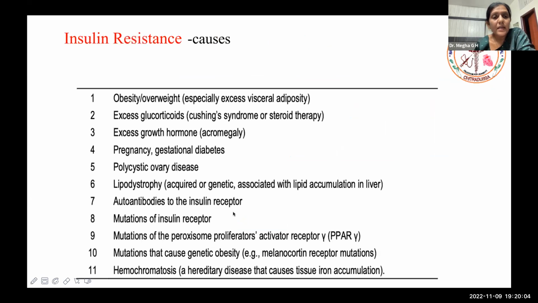So these are various conditions where we encounter insulin resistance, like obesity or overweight, excess glucocorticoid utilization, excess growth hormone, pregnancy, gestational diabetes, polycystic ovarian disease, and a long list of other diseases that could lead to the development of insulin resistance.